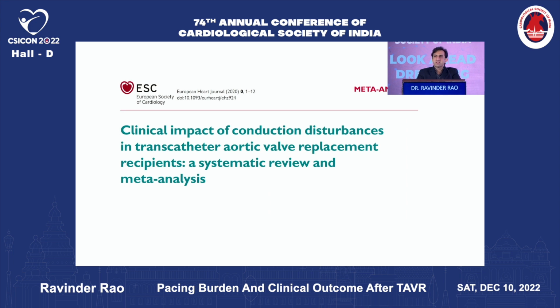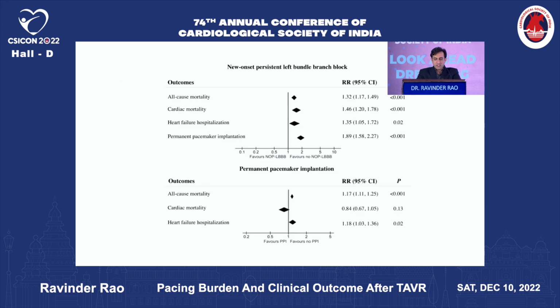Does pacemaker affect mortality? This is a clinical impact of conduction disturbance in transcatheter aortic valve replacement meta-analysis. So you saw in the Partner 1 trial and the Evolut high-risk trial, the pacemaker was not related to increased mortality. And that is because the average age of those patients was around 84, 85. Similarly, in Partner 2 also, the average age of those patients was around 79 to 82.